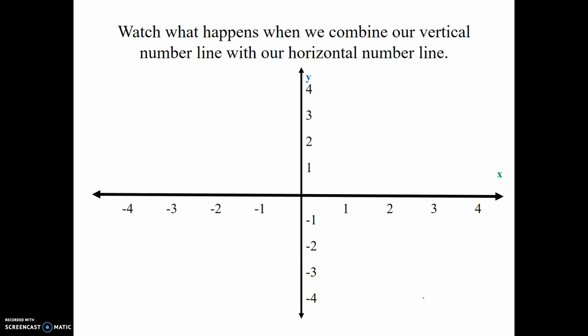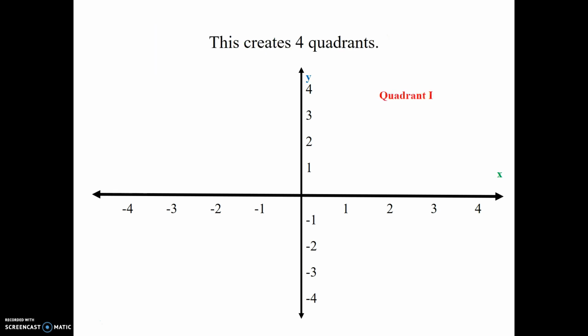And so when we talk about coordinate graphing, we actually put those two together. We combine those two number lines, the horizontal one and the vertical one, and that creates a coordinate plane. And each part of the coordinate plane, each of these little sections here, represents a different quadrant. And this should, again, look very familiar to you.